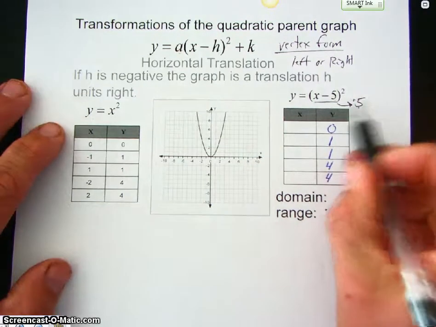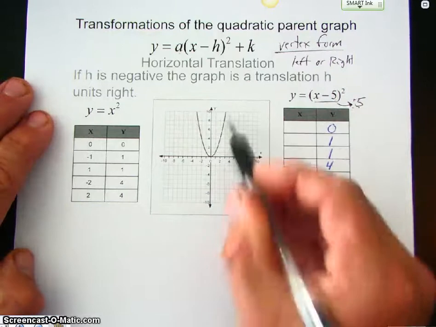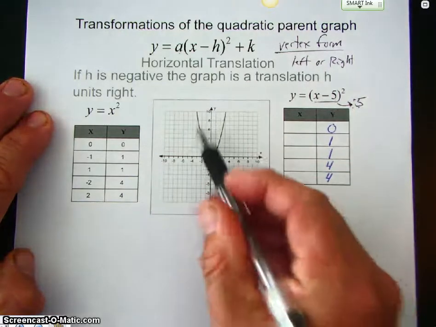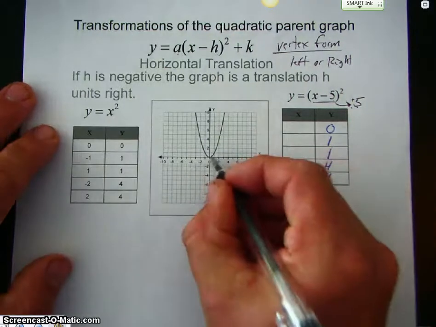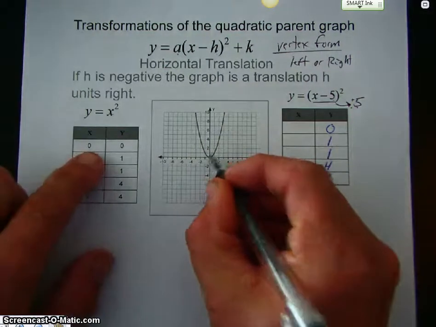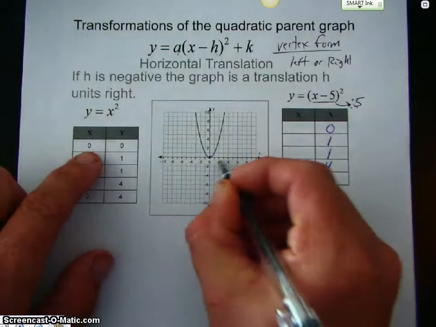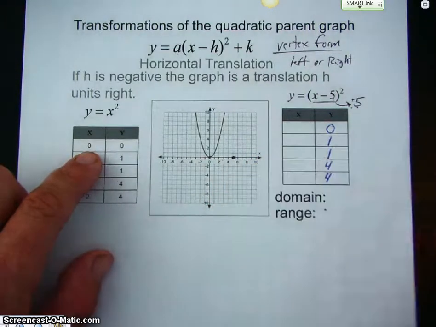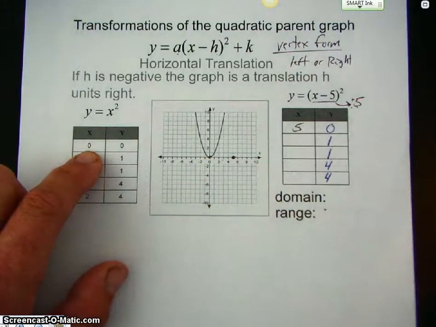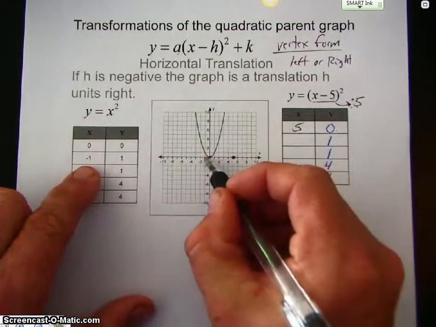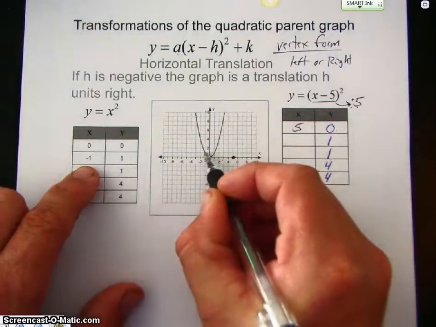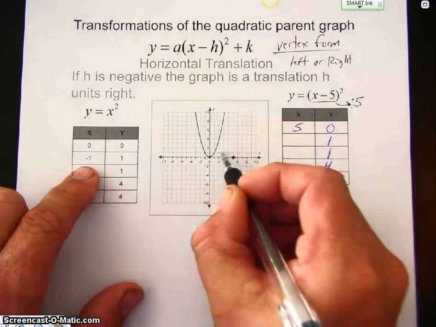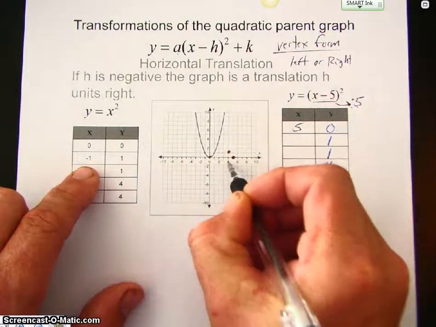What that tells me is that my whole quadratic, each of these points, will be moving 5 units to the right. So this vertex right here, which is at 0, is now going to go 5 units to the right. 1, 2, 3, 4, 5. So the corner point represents 5, 0. At -1, this is going to go 5 units to the right. 1, 2, 3, 4, 5. Now it's at 4.